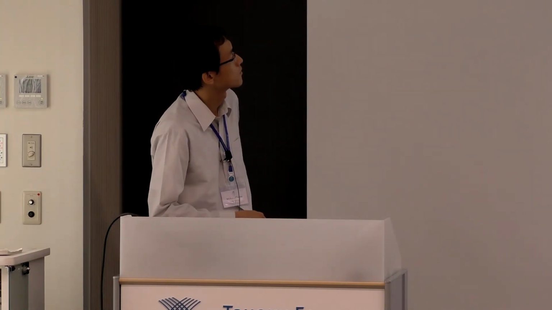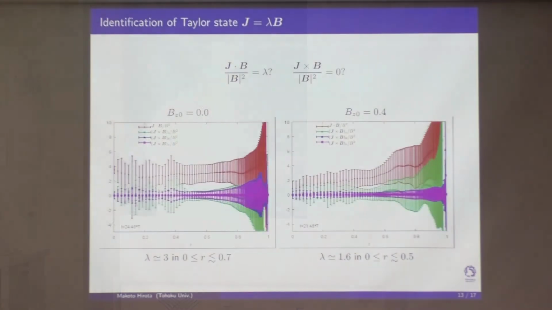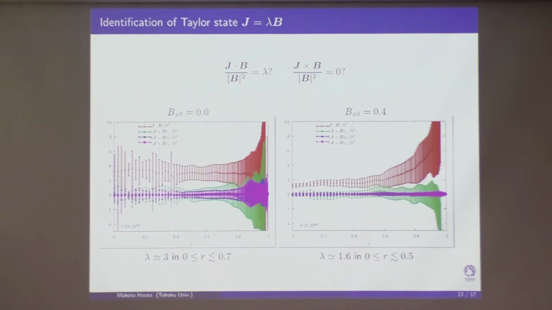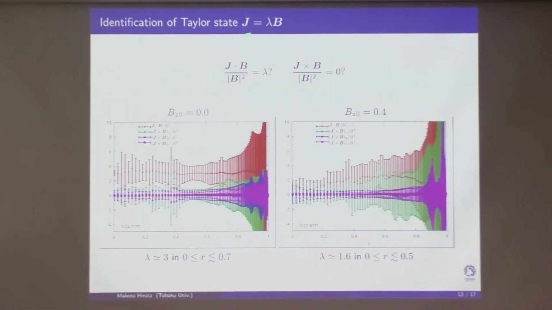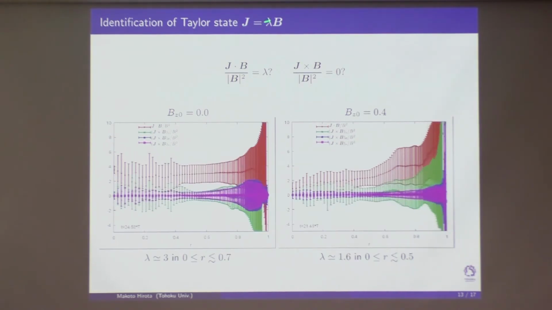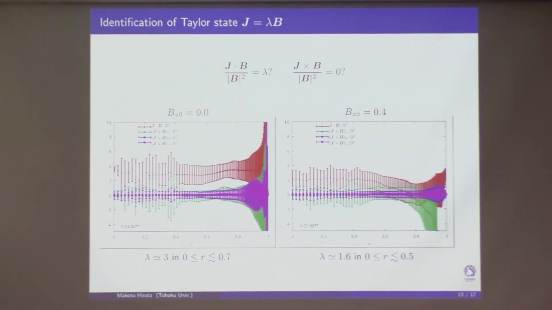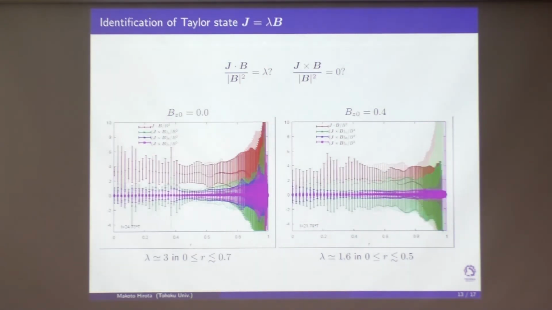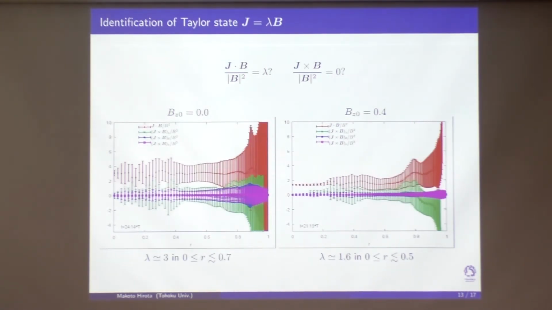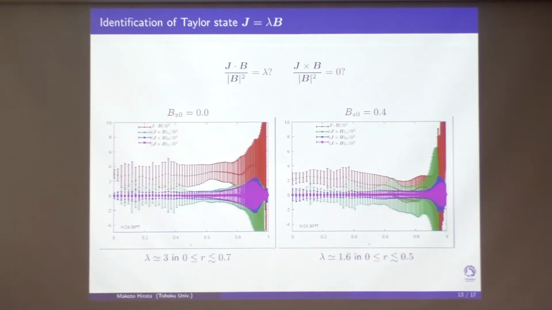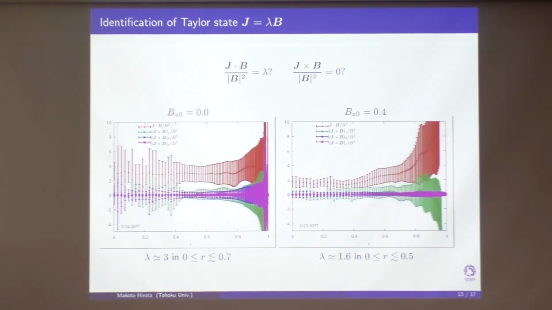And so this movie shows another approach to the identification of Taylor state. In the Taylor state, the current must be equal to lambda times magnetic field. So current must be proportional to the magnetic field. So I checked this condition numerically. If we consider this quantity, J dot B divided by B square, this must be constant lambda.